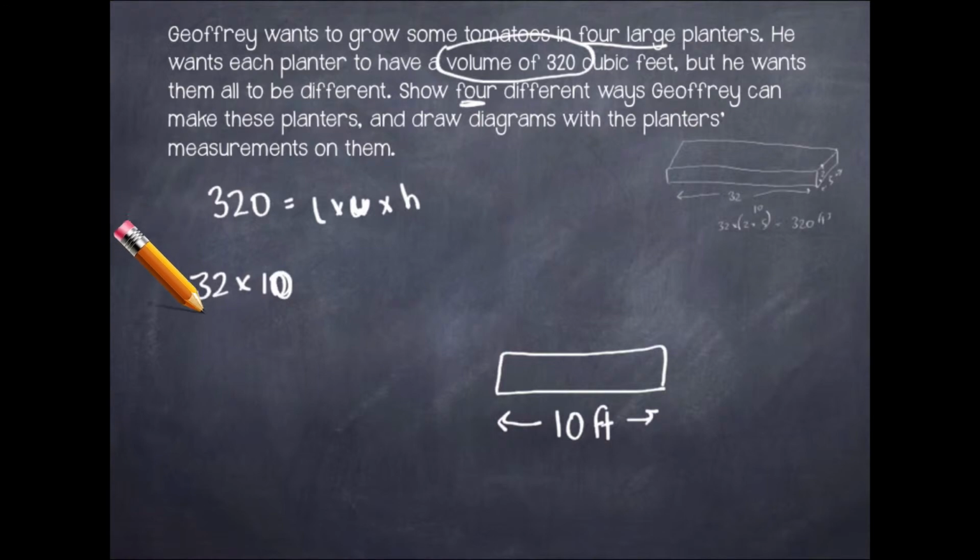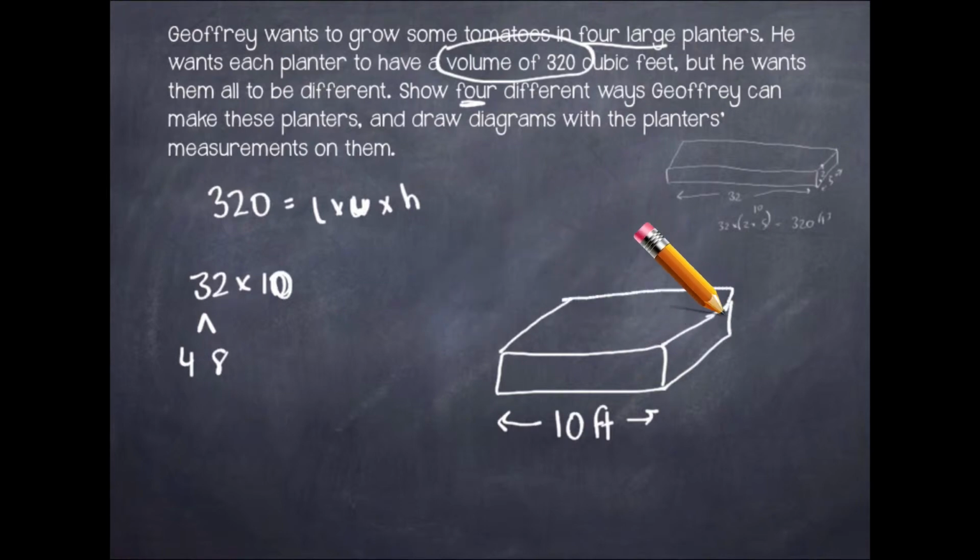Alright, let's break apart this time, let's break apart the 32. And I know that 4 times 8 would be 32. Alright, so let's do that. I can make 4 my length, or my height, or my width. Okay, so I'm going to say that this guy is going to be 4 feet high.